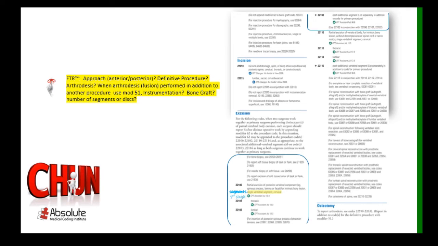So just pay attention to the section of the spine, where on the spine you're coding, and the number of segments, and also those parenthetical guidelines. It says for insertion of posterior spinous process distraction devices, and it tells you the codes that you need to see. Just read, and I promise you, reading is your friend when you're coding spinal surgeries. Okay, so when you have definitive procedures, just make sure you place or notate your FTRs at the bottom of the page. They will help you.